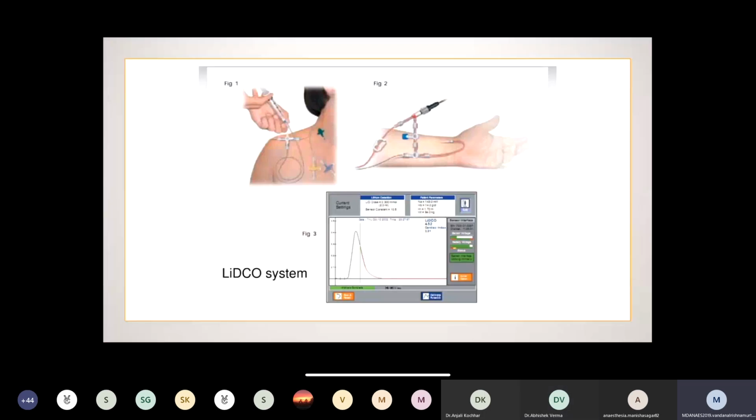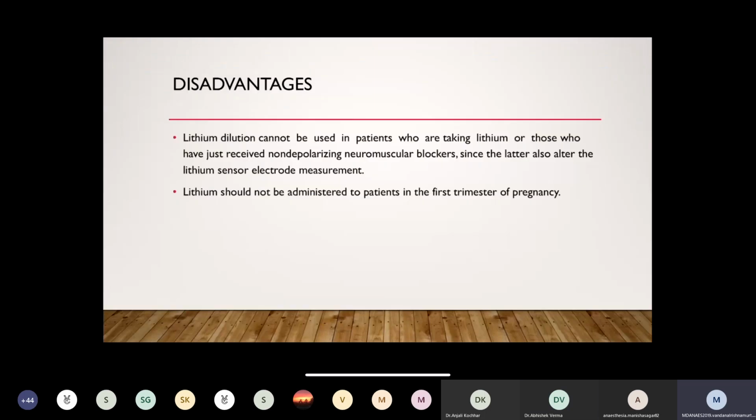The lithium indicator can be injected through a peripheral intravenous catheter with a similar measurement accuracy, thus eliminating the need for a central venous line. This technique can also be used in children. Disadvantages are that lithium dilution cannot be used in patients who are taking lithium or those who have just received non-depolarizing neuromuscular blockers, since the latter also alter the lithium sensor electrode measurements. Lithium should not be administered to patients in the first trimester of pregnancy because of fetal anomalies.